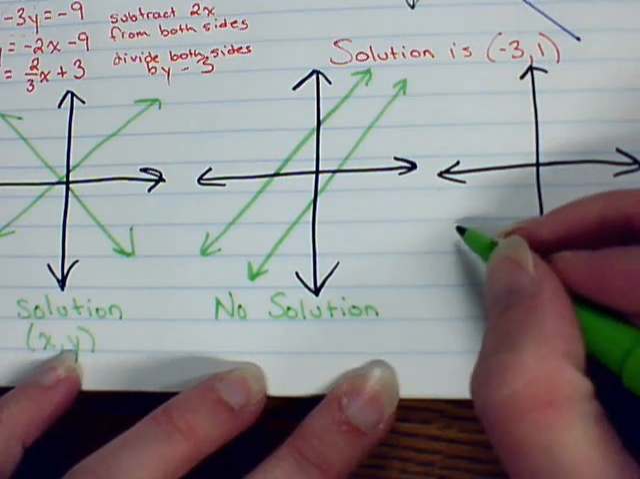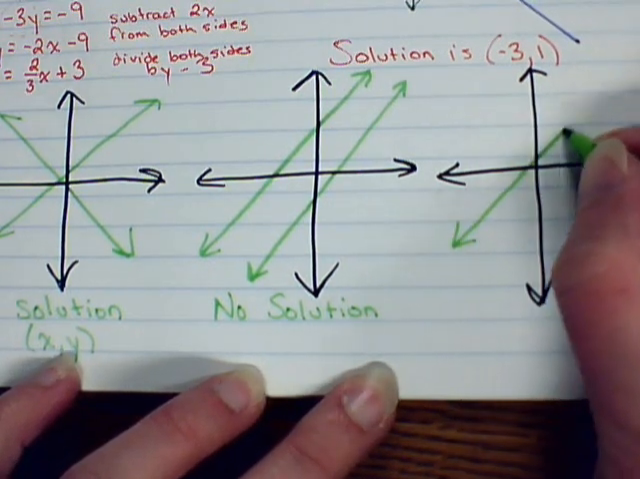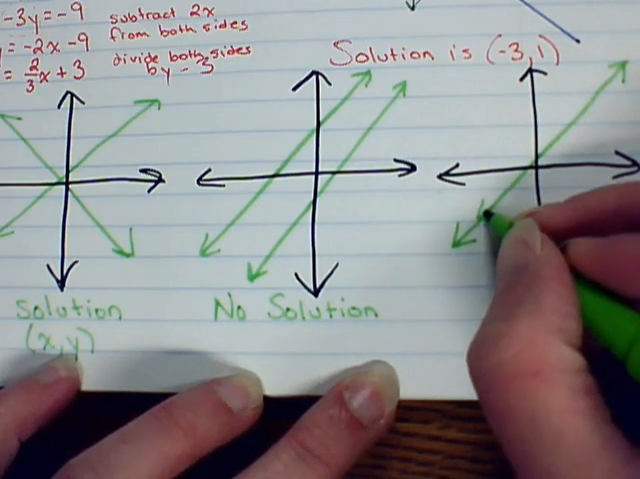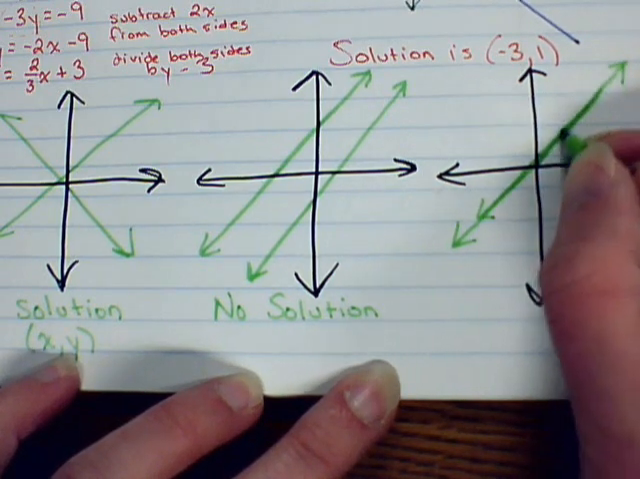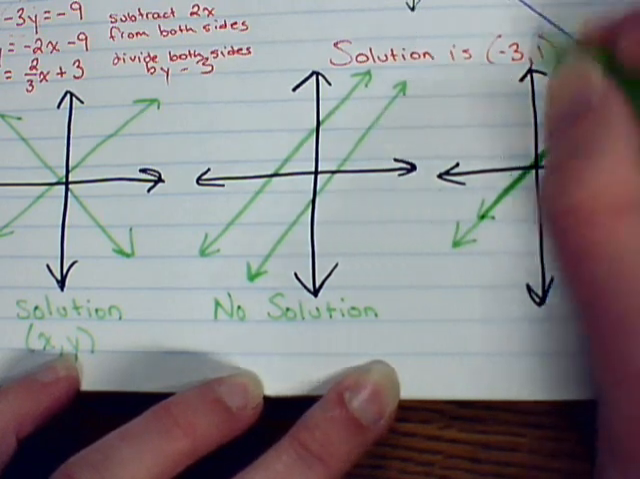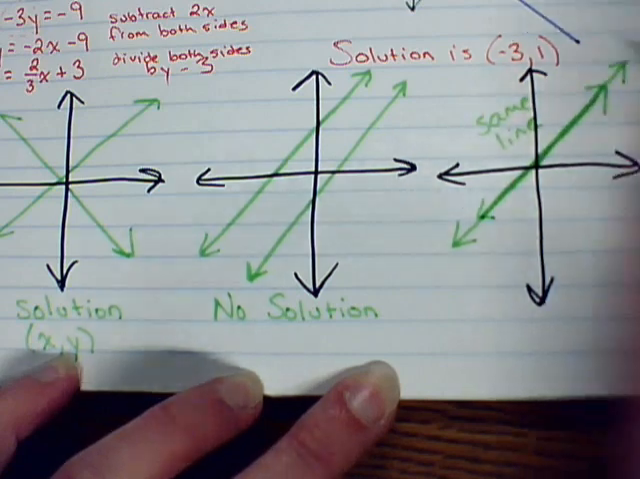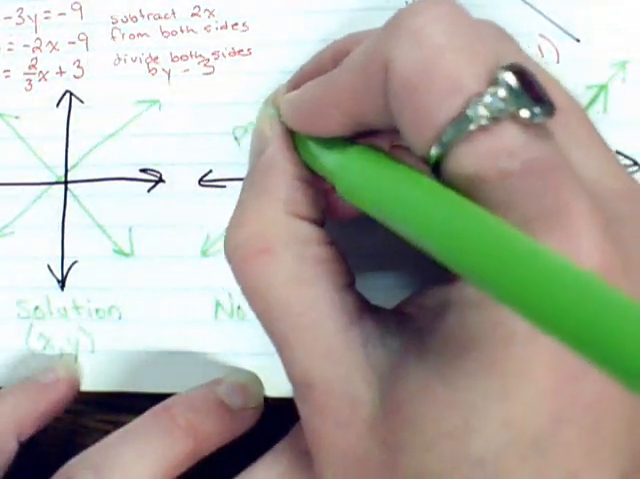Now, the last option is maybe I graph this line, rearrange the other one, and graph it, and it ends up coming right on top. So we end up with the same line. Here we had parallel lines.